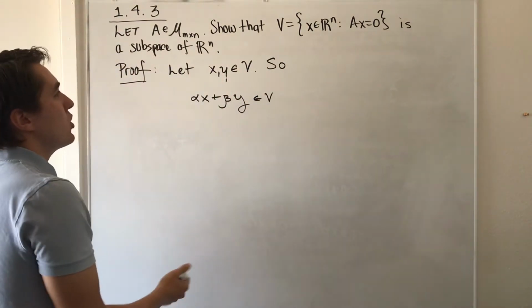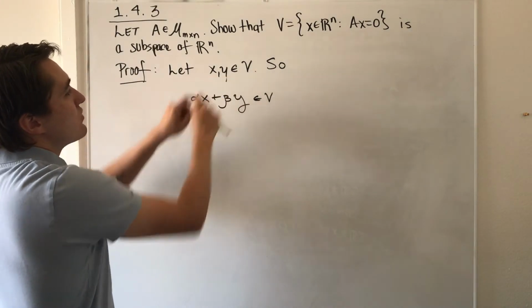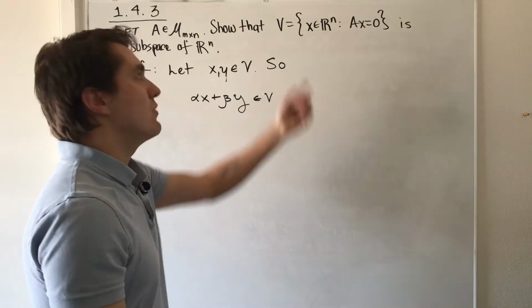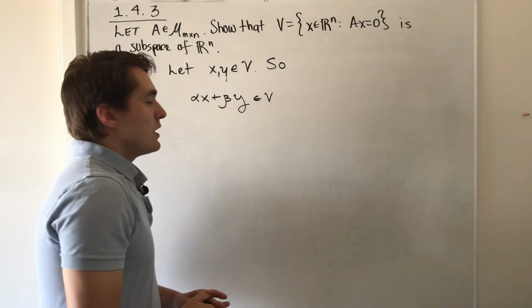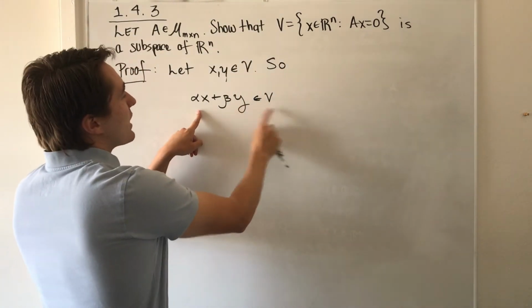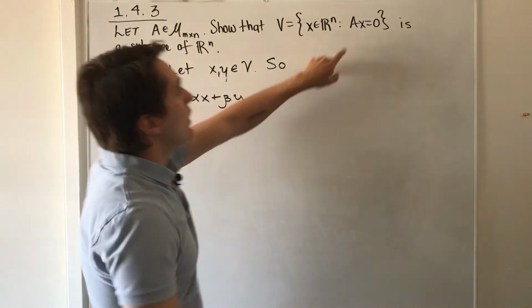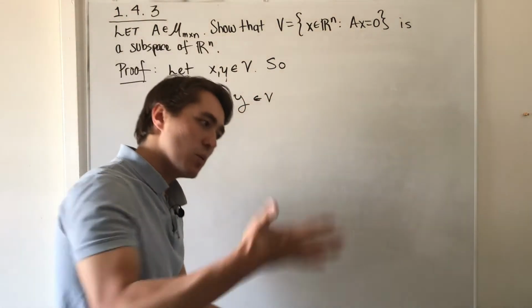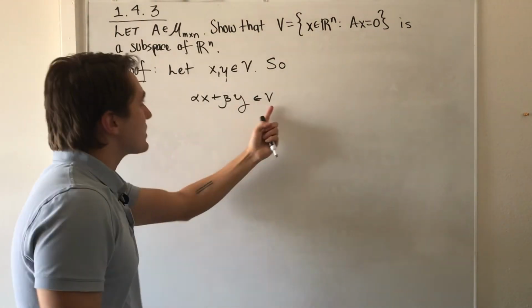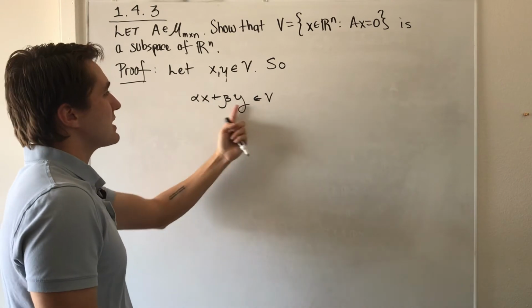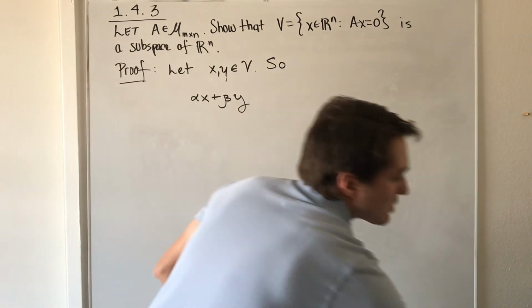So if I can show that given these two, x and y in V, if I take this linear combination and it's also in V, then V is a subspace, right? How would I show this? When is this going to be an element of V? Well, when this thing, when multiplied by A, gets me 0. So what should I do? If I want to show that this is true, I'm going to have to show that when I multiply A times this thing, I get back 0. So let's go ahead and do that.